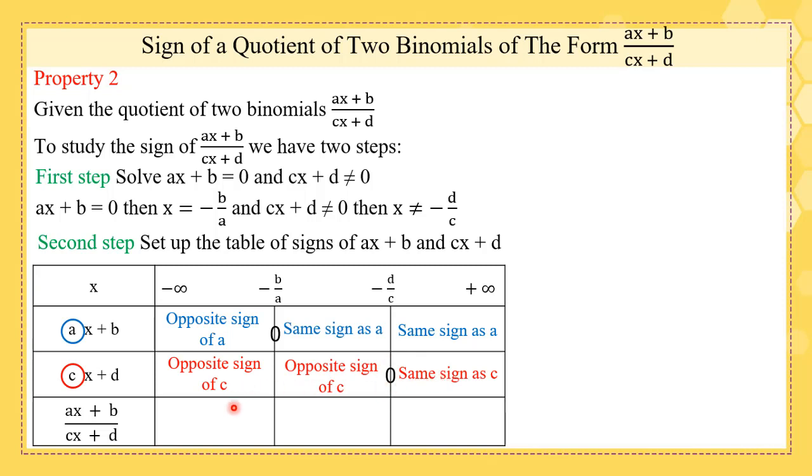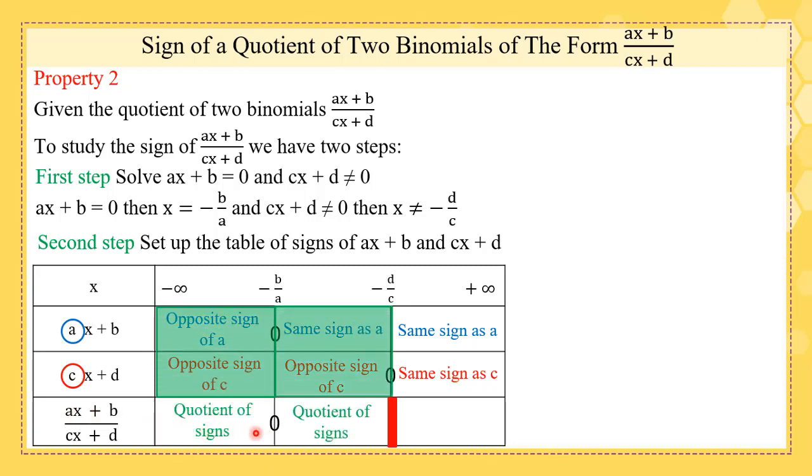Here we have the multiplications of signs, but first we need to shade this part since we say that x is different from minus d over c, so this value minus d over c is eliminated from the domain. Here we have a 0, 0 multiplied by cx plus d is equal to 0. And now the multiplication of the signs gives the sign of the quotient.